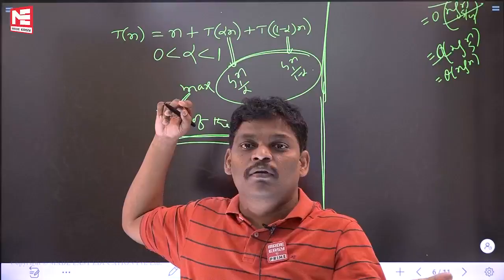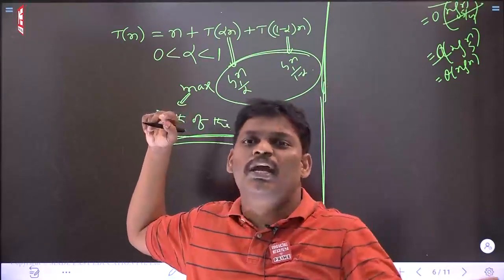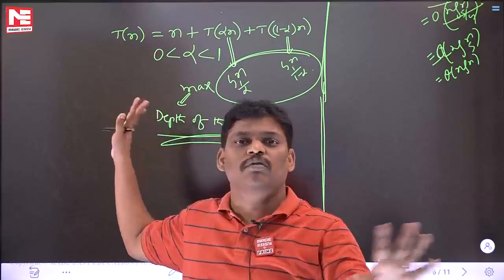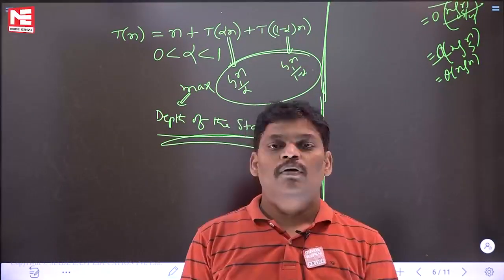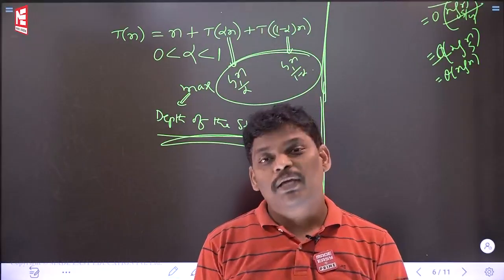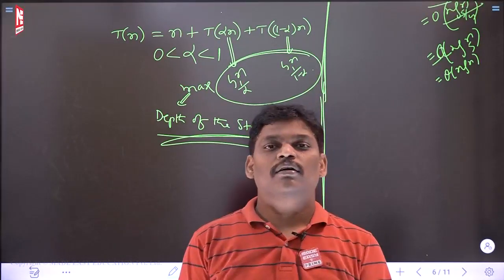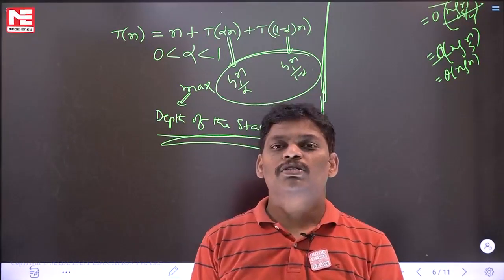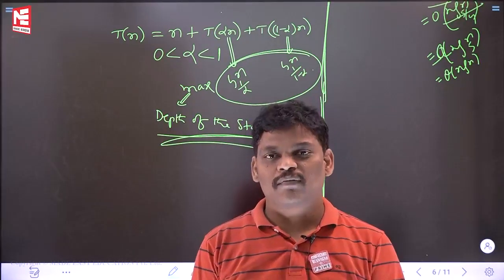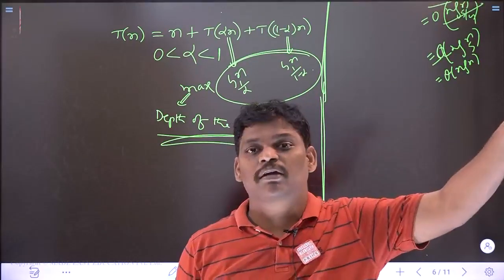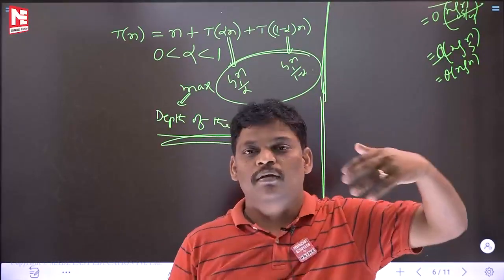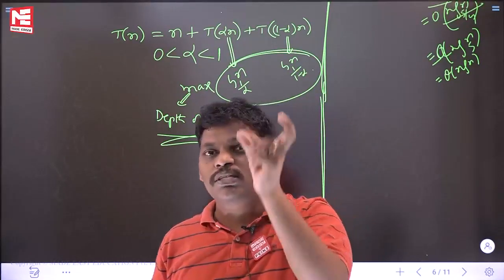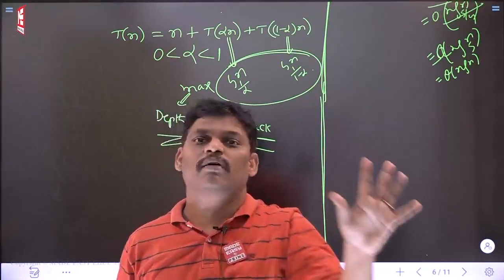Completely random, or almost random, this kind of behavior you can expect. Best case or average case, quicksort will come. What kind of behavior should the partition algorithm have so that it gives best case or average case? Very simple answer: the partition algorithm should divide the given array in such a way that a fraction of n goes on one side, something like n by 2 or n by 3, and the remaining goes to the other side. If the partition algorithm does this kind of division, it will give best case or average case.